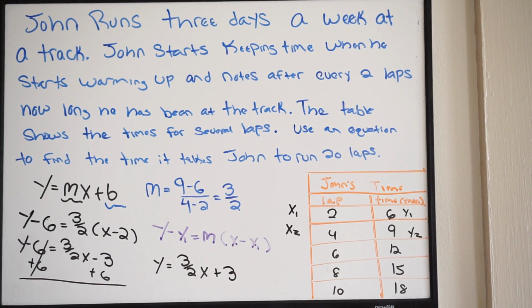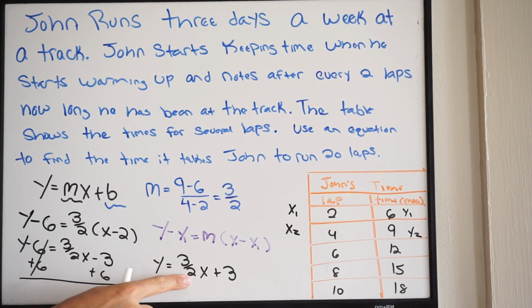There is our equation. We have it in slope-intercept form. I have my m and my b, so my m is 3 over 2, my b is 3. From this, all I have to do is plug this 20 into the x and solve for y, and that's going to tell me the time. So when I do that, what do we get? In my calculator, I'm going to plug a 20 in. So I have 20 times 3 over 2, and then plus 3. What you get here is 33 minutes.